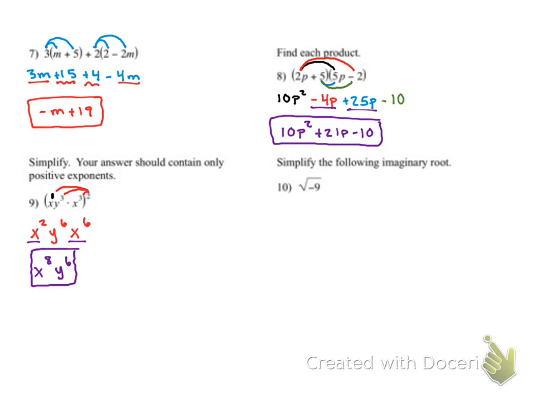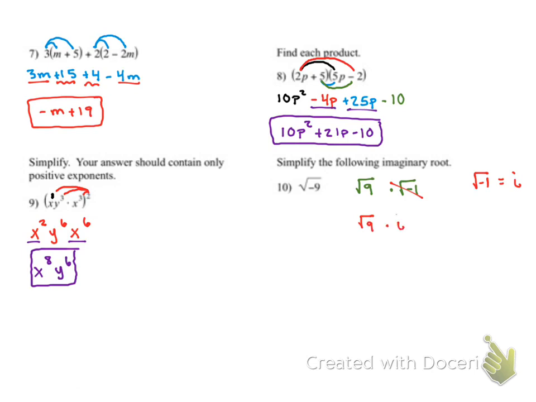And our last problem, we got to simplify the imaginary root. So what we need to do is split this up into 2. So we can split this up into square root of 9 times the square root of negative 1. Now the square root of negative 1, we learned that that is i. So we can take this off and replace this with an i. So square root of 9 times i.